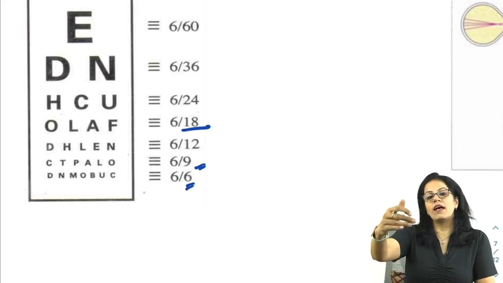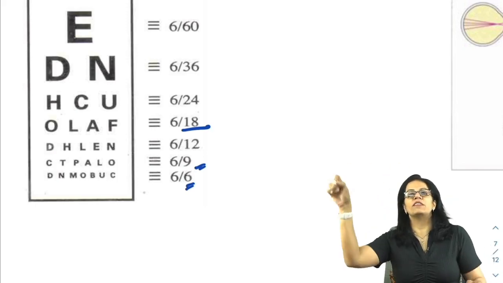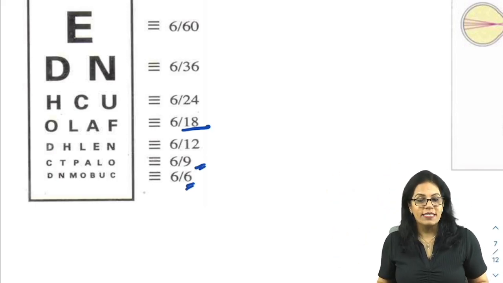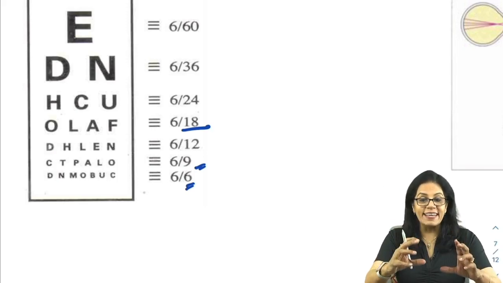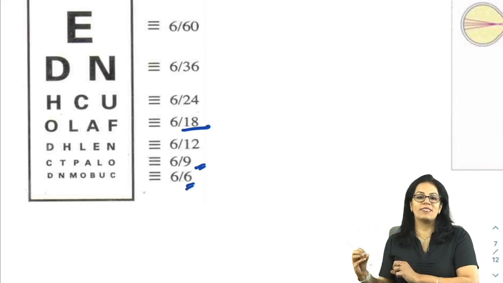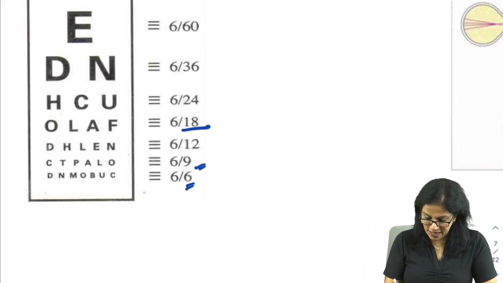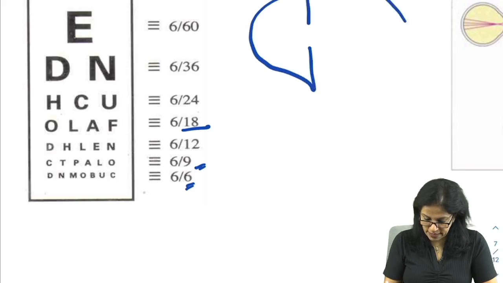Now, how do you make a Snellen's chart? I cannot just ask you to sit at 6 meters, write ABCD and ask you to read. No, there's a scientific basis. What is that scientific basis? What angle is that letter subtending at the nodal point of the patient's eye? Do you all remember the nodal point? Nodal point means the first focal point, the optical center of the eye. I'll just make it very simple for you all.